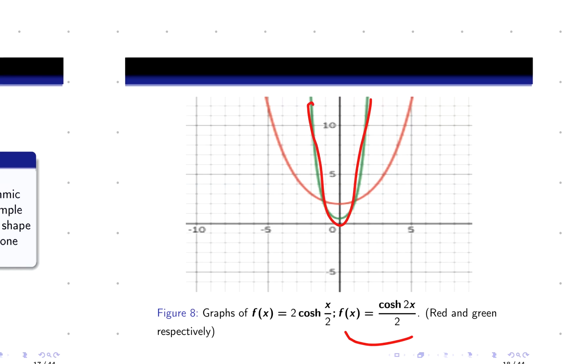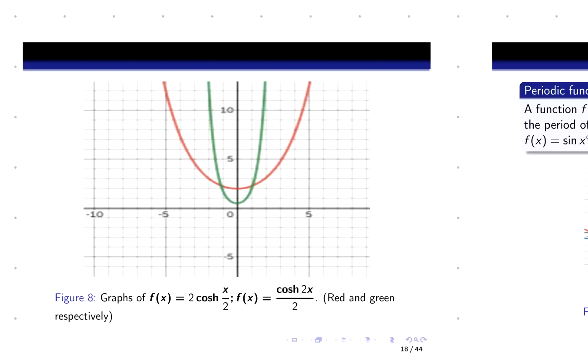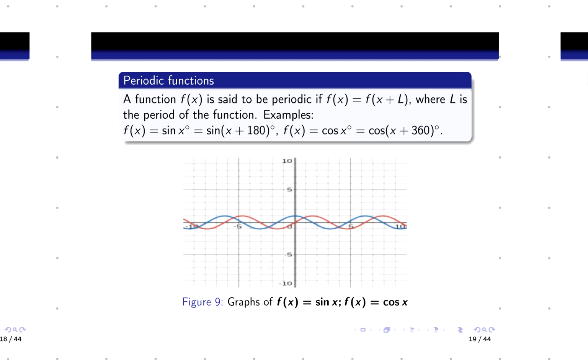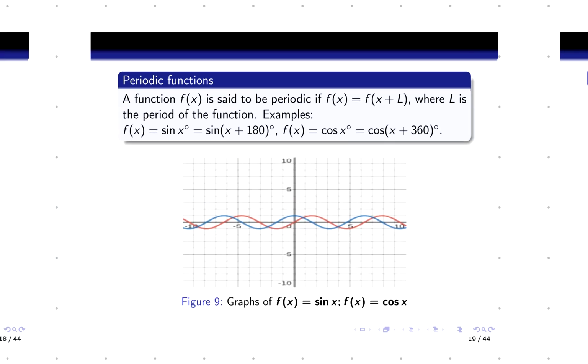Okay, so then we go to talk about periodic functions. So of course, you know what a period is. Something that happens from time to time is said to be periodic. But in the mathematical sense, look at what this is. A function f of x is said to be periodic if f of x equals f of x plus L. That means that after every L, the function comes back to the same value, where L is the period of the function.